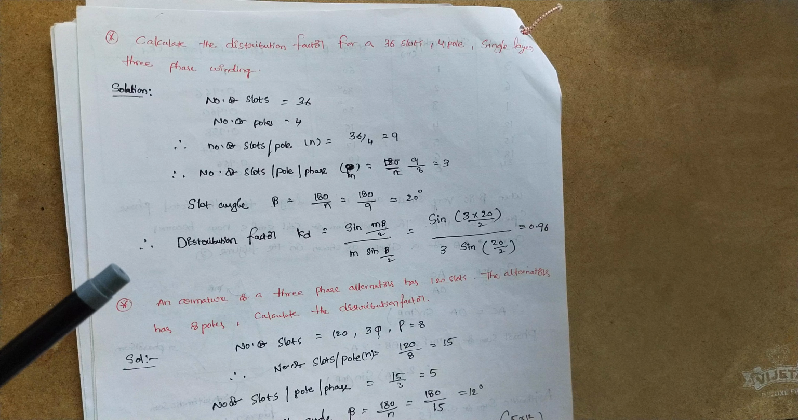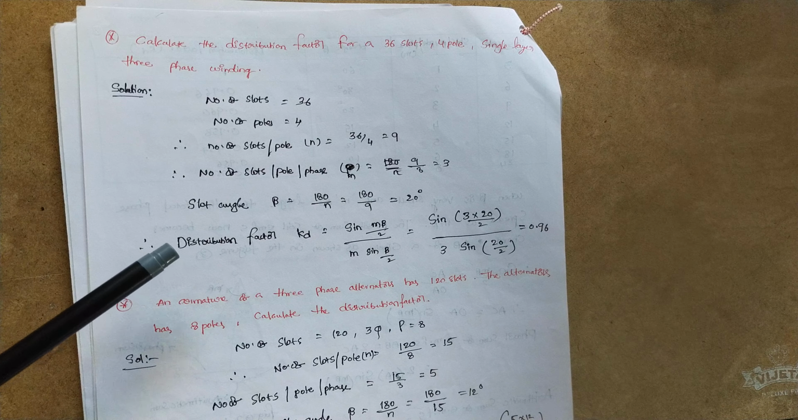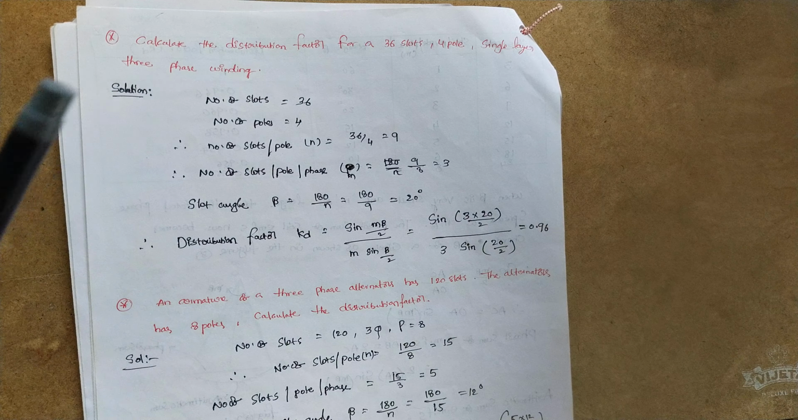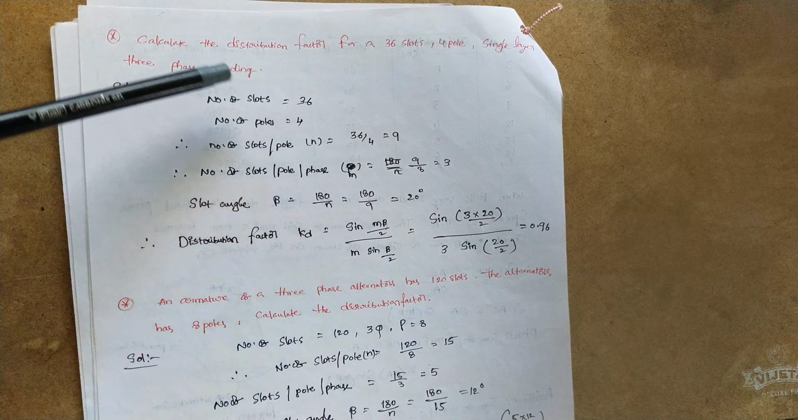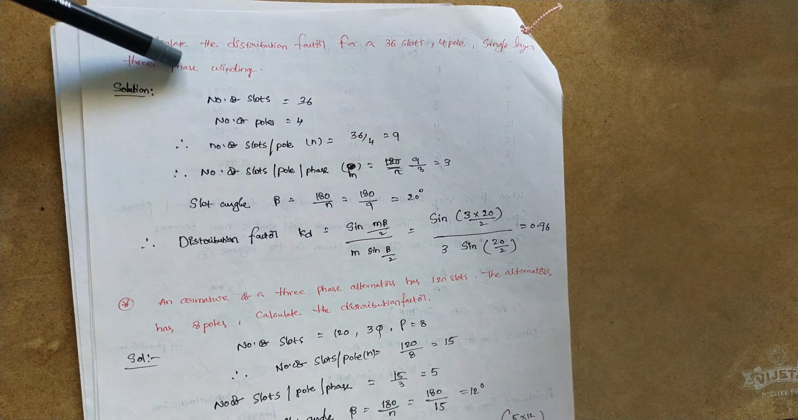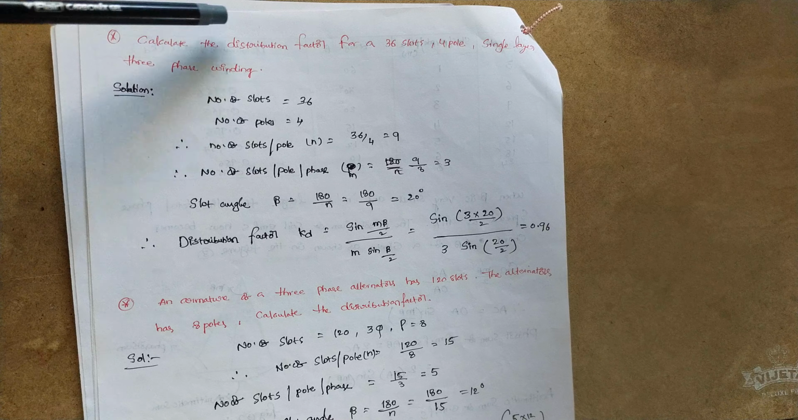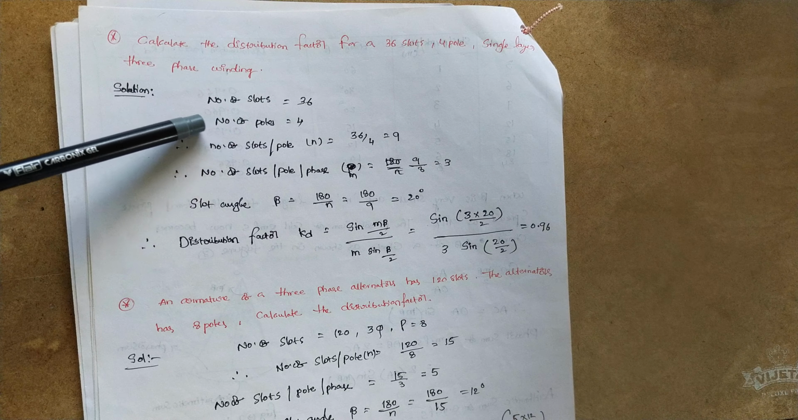The numerical problems related to distribution factor and breadth factor KD. Let us solve some problems. Calculate the distribution factor for 36 slots, 4 pole, single layer, 3 phase winding. 36 slots are there. The number of poles is 4.